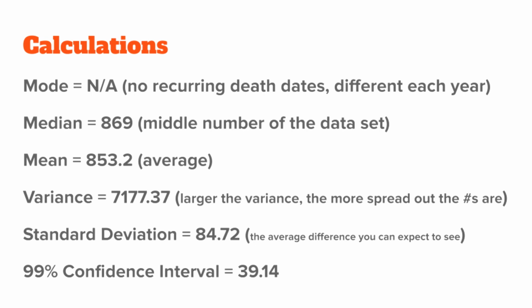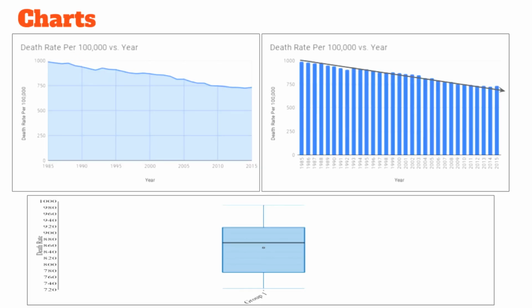Standard deviation is just the average difference you can expect to see if you were to fall onto any number. My 99% confidence interval was 39.14. So here were the 3 charts that I was required to do, also including the least squares line on the bar graph to the right.